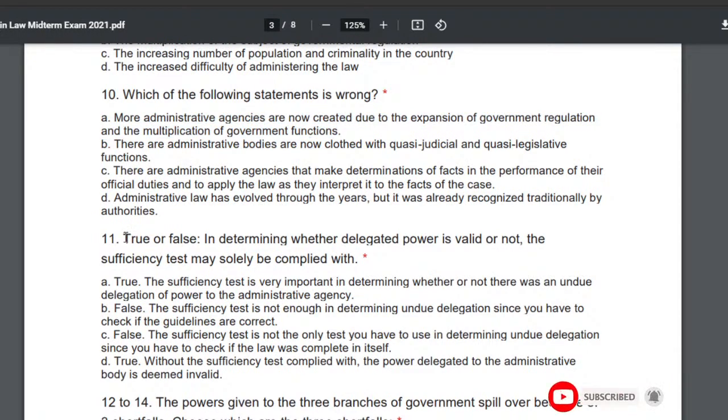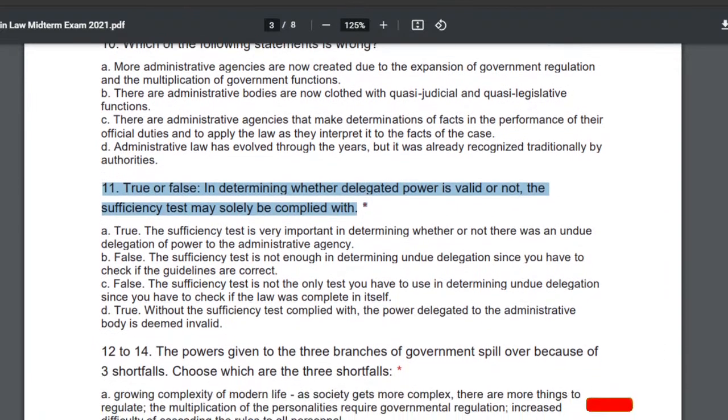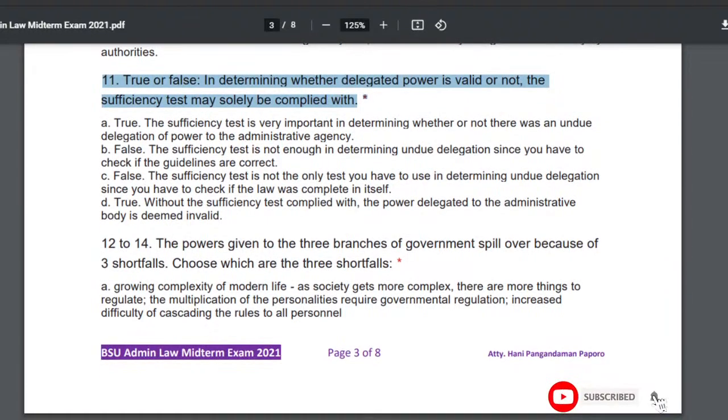Number 11, true or false. In determining whether delegated power is valid or not, the sufficiency test may solely be complied with. You have actually answered this during our prelim. Okay, check on the choices, true or false.